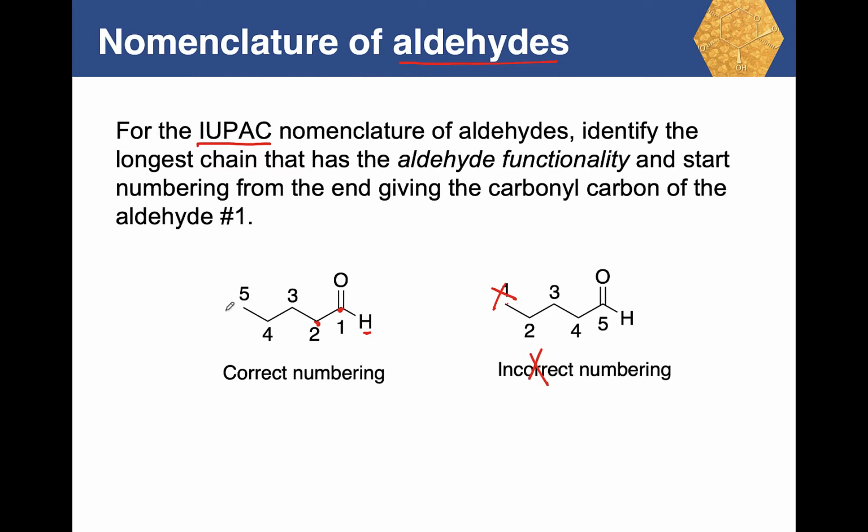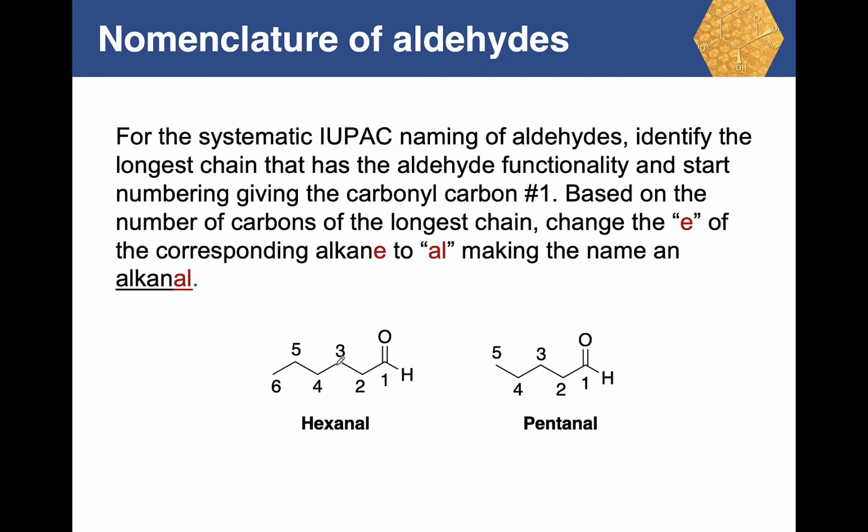And of course, why do we do that? Because we'll see over here that if it has 6 carbons, for example, here are 6 carbons, that becomes a hexane because 6 corresponds to hexane. You may recall that you memorized that way back when we started the course. So what we do is we change the E of the alkane, or hexane, to Al. So it becomes an alkanal.